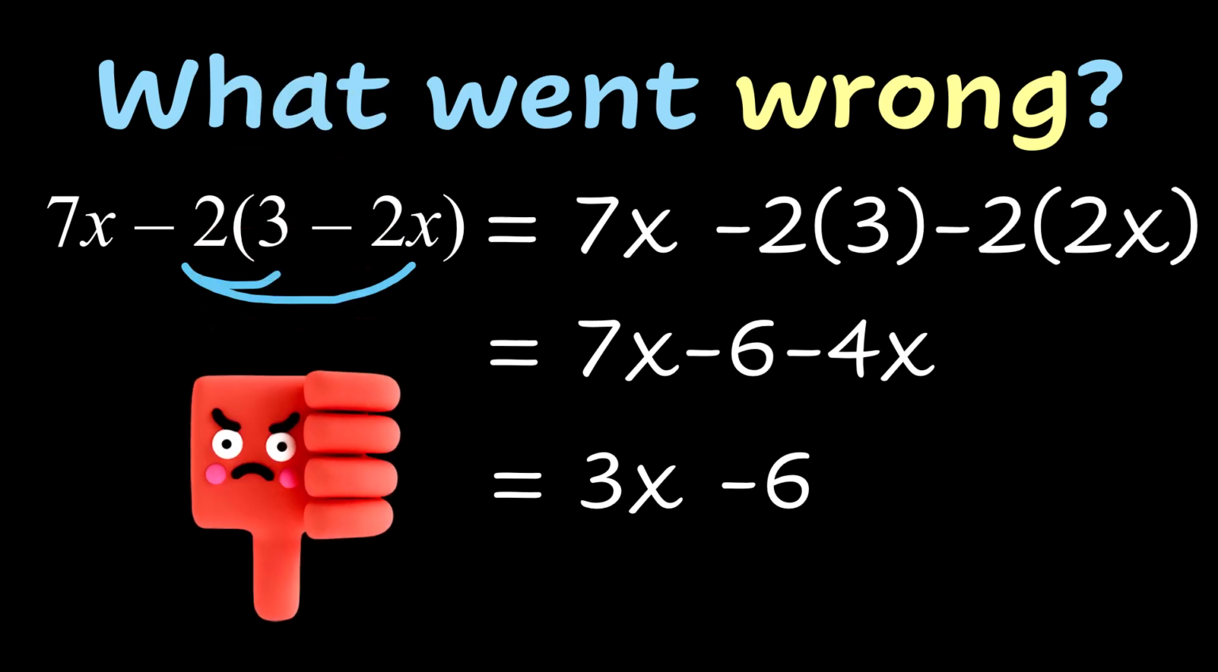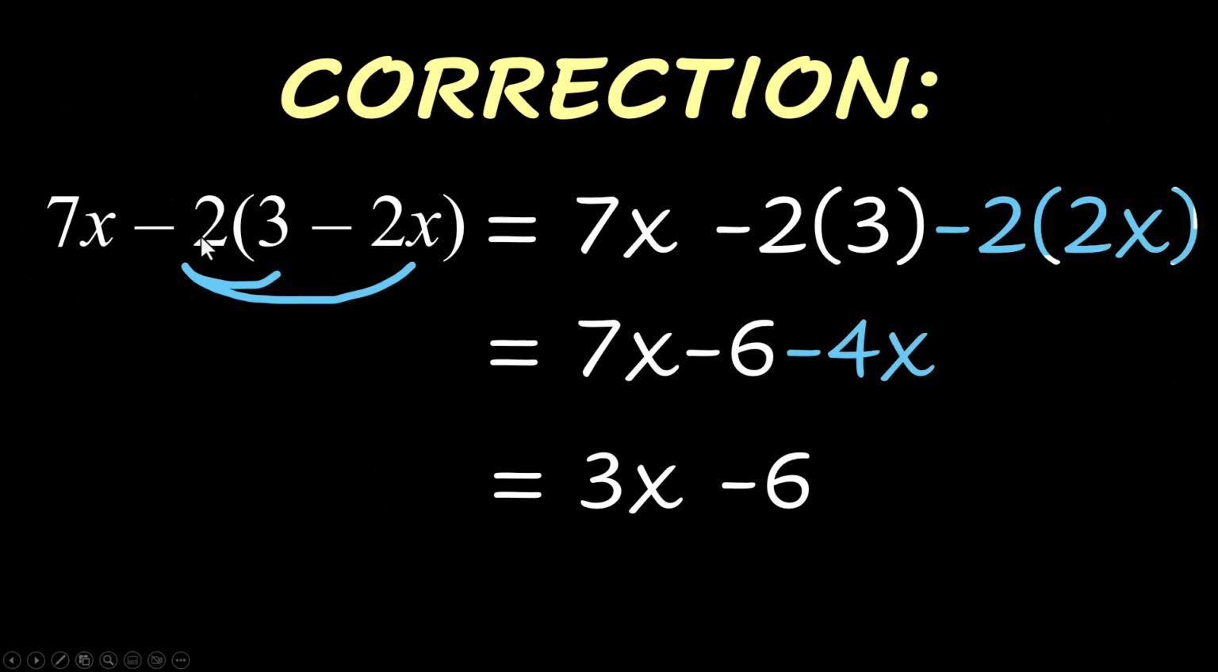Yes, ladies and gentlemen, that is an incorrect answer. I did it wrong. Can you find my mistake? It is right here. That positive 2x in the parentheses right there. I made a mistake when I did distributive property. So let's do it correctly.